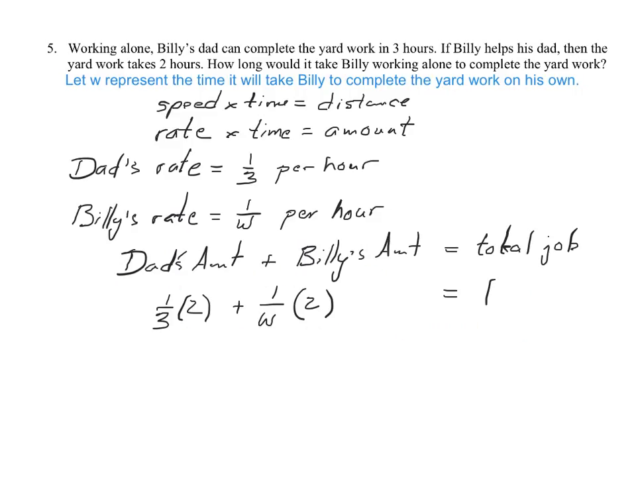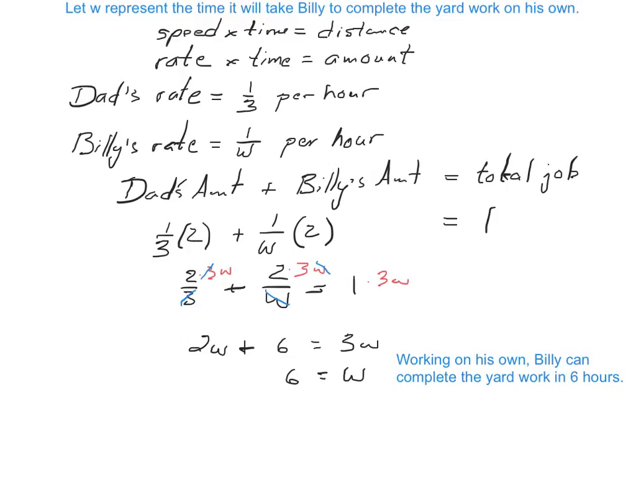Just to clean it up a little bit so we don't have fractions multiplied to numbers, this is the same as 2/3 plus 2 over W equals 1. So this will be the equation that I'll use to find out how much time it would take Billy to complete this job on his own. Pause the video or replay it if you need to get the idea of where this equation came from. Work through the solution and then compare your answer with mine. Pause the video now.